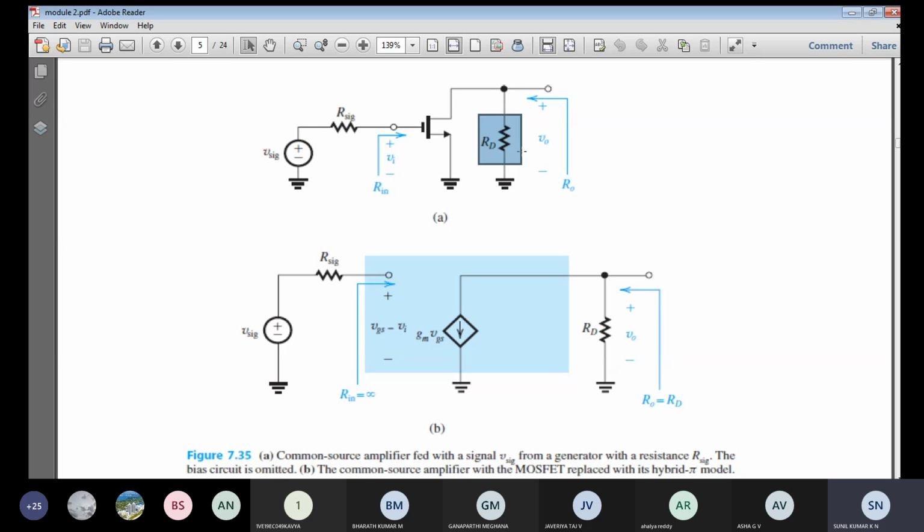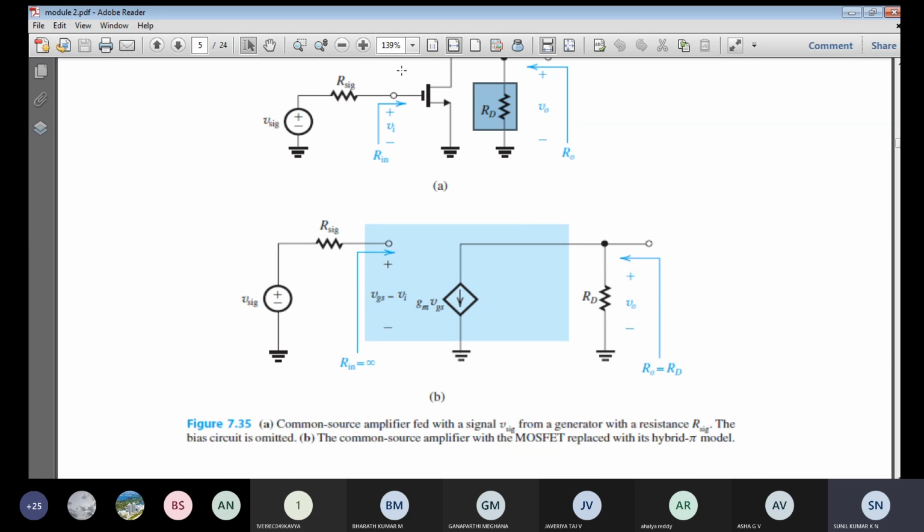Across the drain resistance RD, you can expect the output voltage. So output voltage, and if you look from the output terminal, so the output terminal is at the drain. So drain terminal, if you look, whatever the resistance which you can see is nothing but the output resistance of the amplifier, that is given as R0. So this R0 is nothing but the drain resistance RD.